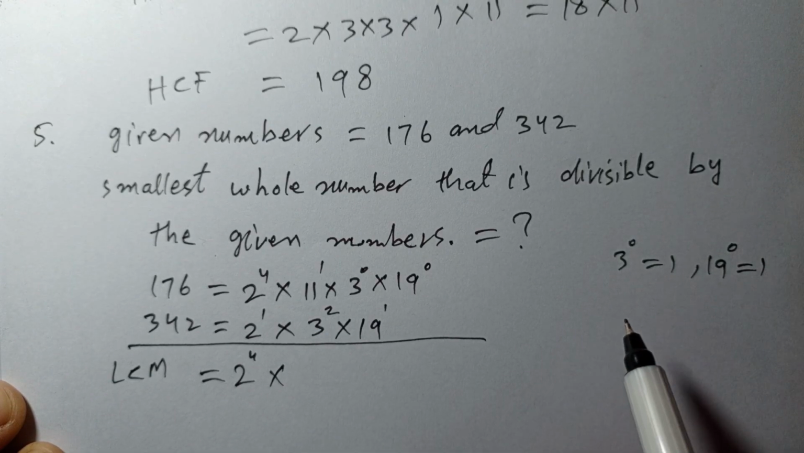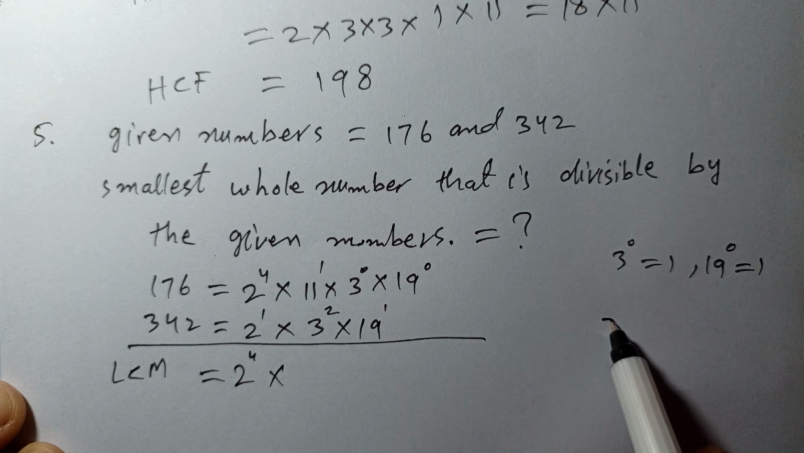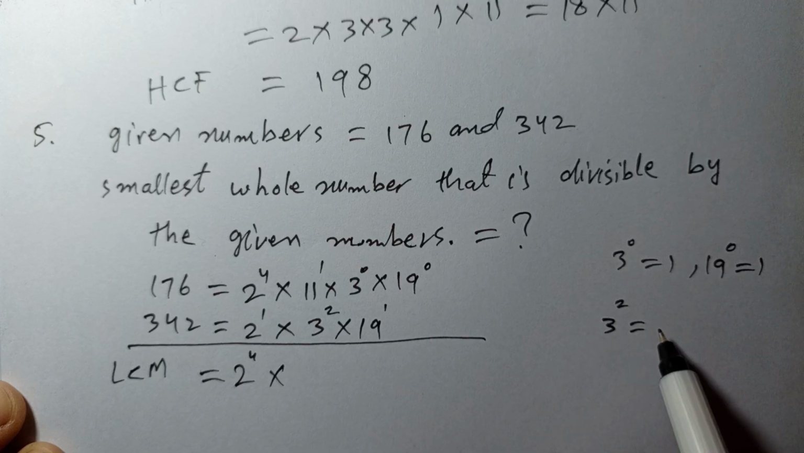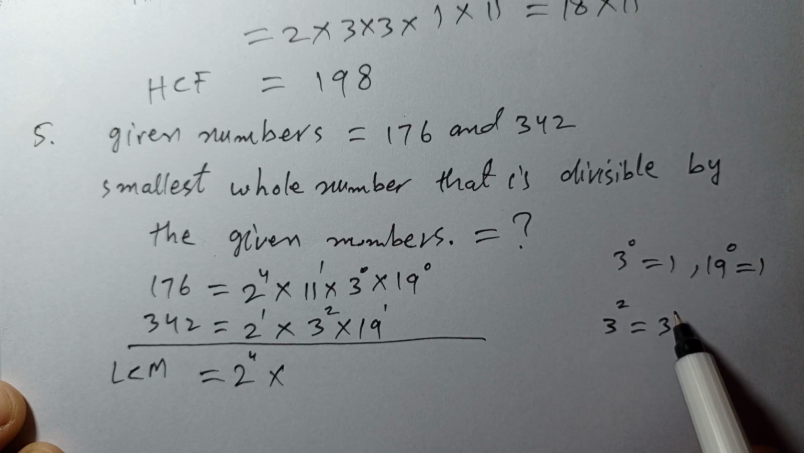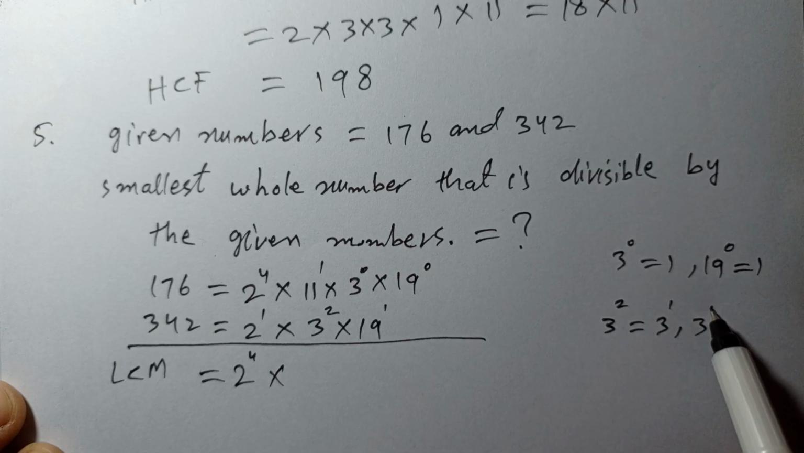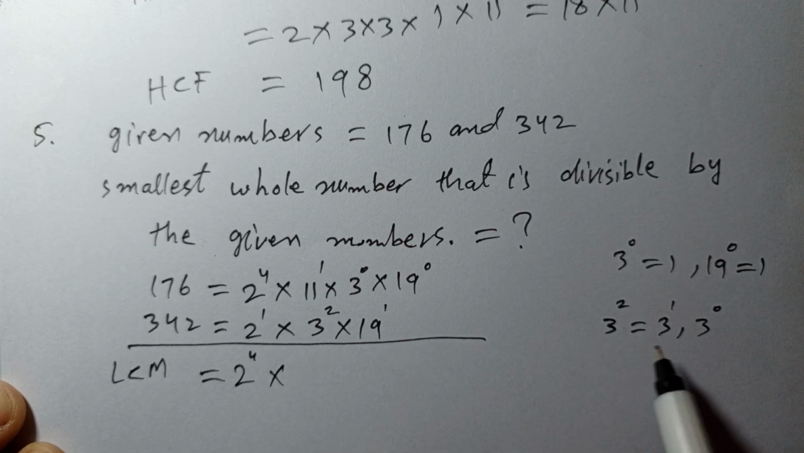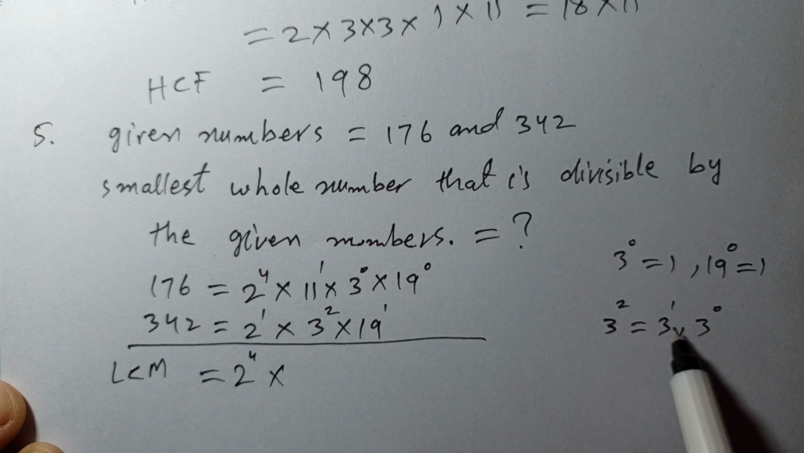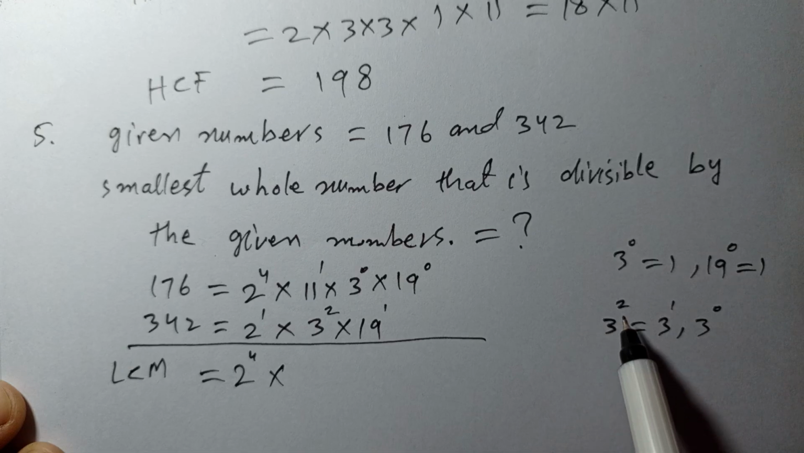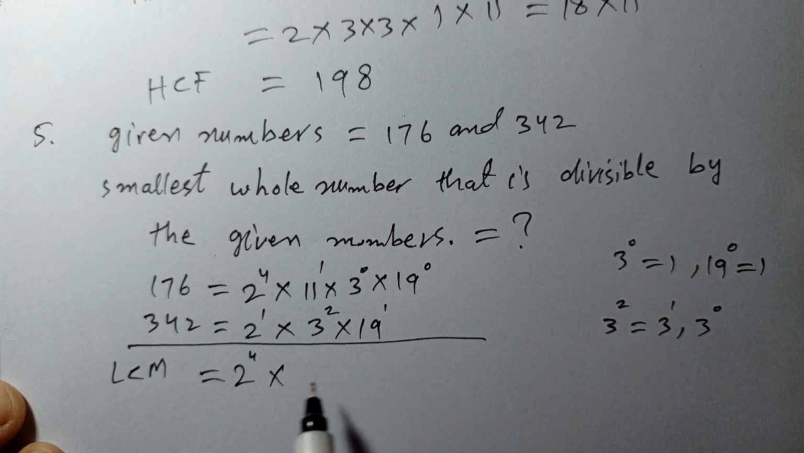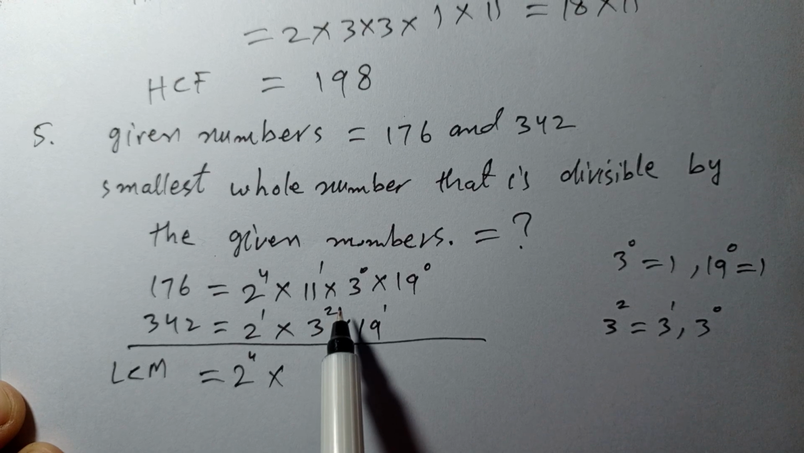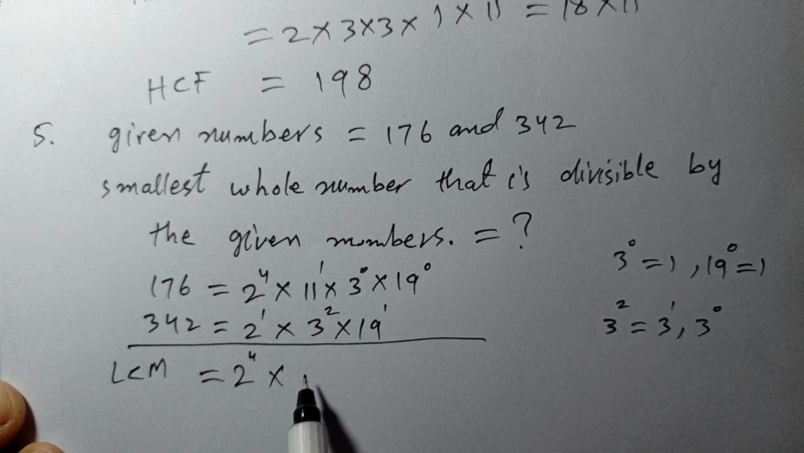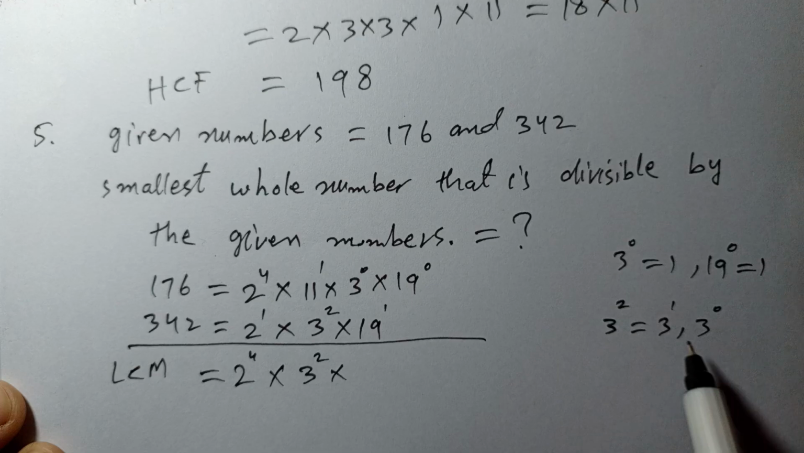And 3 raised to power 2 and 3 raised to power 0: the 3 is common in both, but 3 raised to power 2 has both common and not common prime factors in itself. Let me explain. 3 raised to power 2 has 3 raised to power 1 and 3 raised to power 0 in itself. As 3 raised to power 0 and 3 raised to power 1 are smaller than 3 raised to power 2, both of these numbers will be in it. So we will take 3 raised to power 2 as our higher power for taking the LCM. We will not take these lower powers.